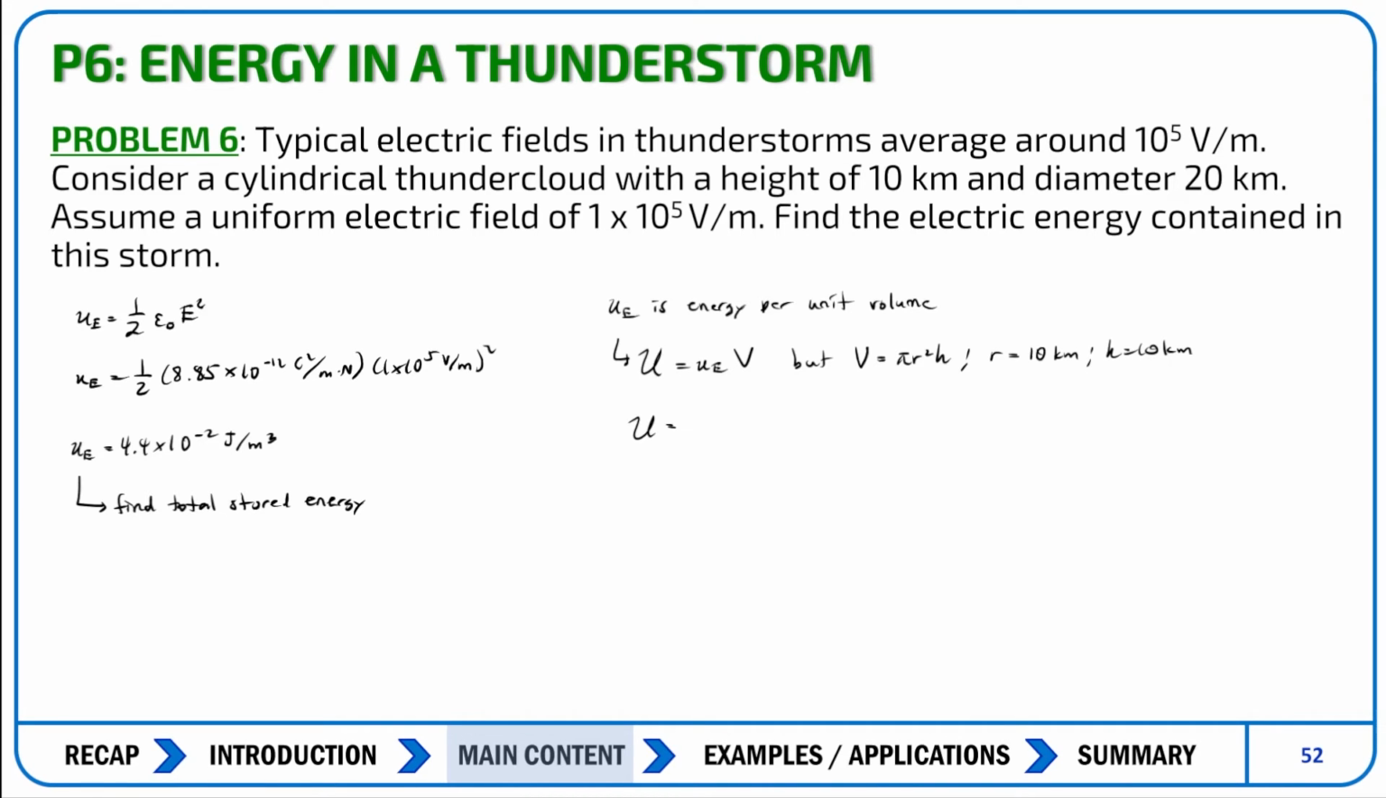So U is then equal to 4.4 times 10^-2 joules per meter cubed, times pi r squared h, and you end up with 1.39 times 10^11 joules. And that is your answer for problem 6.